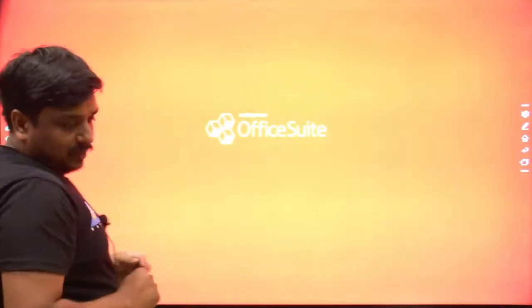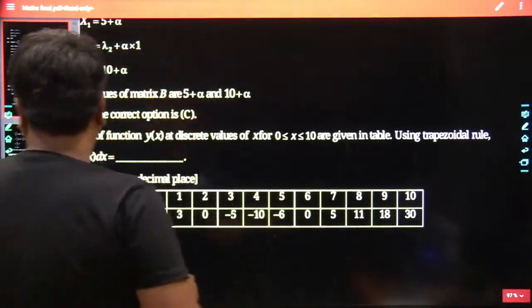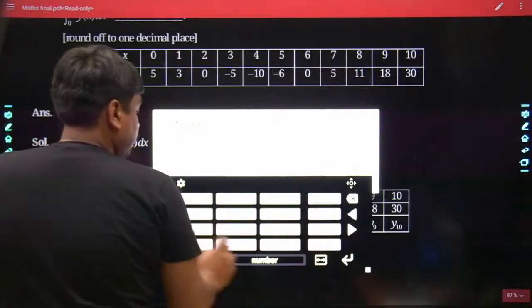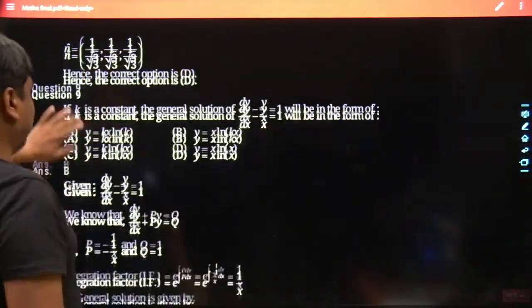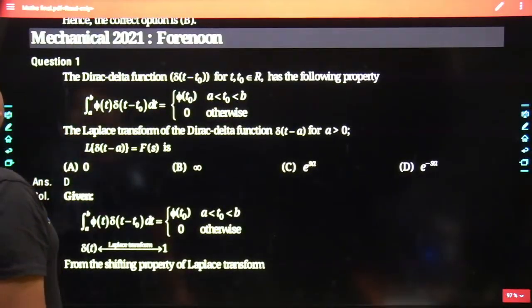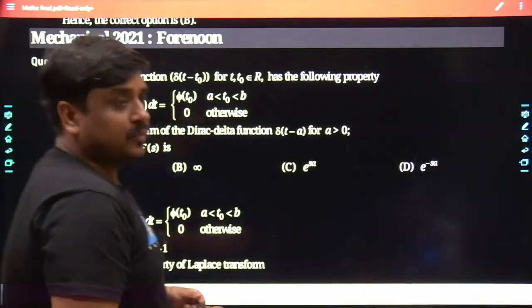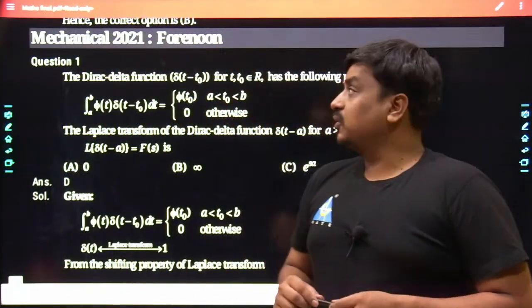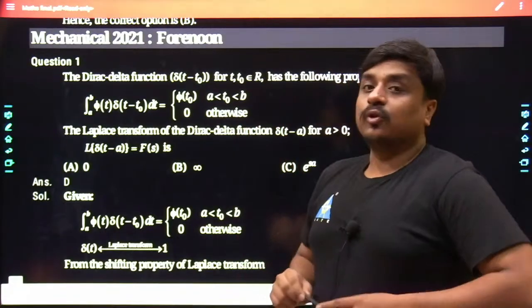So the first question comes from page number 27. See what this problem states. This has been a problem from mechanical engineering year of 2021, and keep in mind the mechanical engineering had two papers, forenoon and afternoon. So this problem has come in the forenoon session.